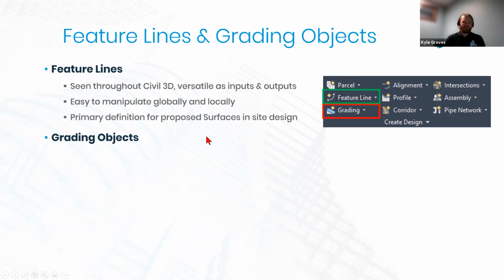And also, this is going to be the primary definition that we're using for any sort of a proposed surface in a site design workflow. Obviously, if we have corridors in play, those are going to be a big deal. But feature lines are the preferred method for building your Civil 3D TIN surface: not polylines, not offsets, feature lines.